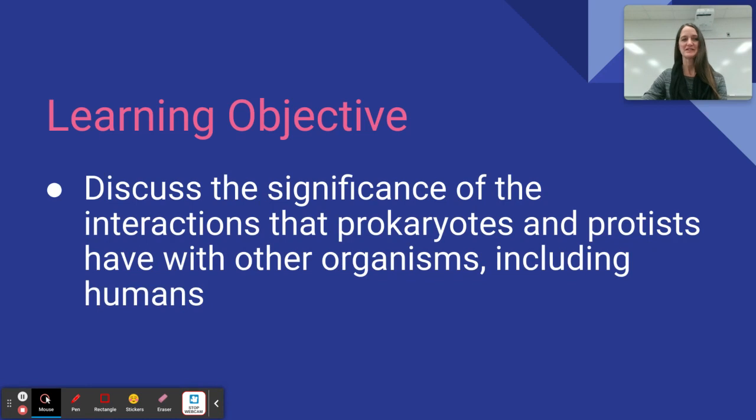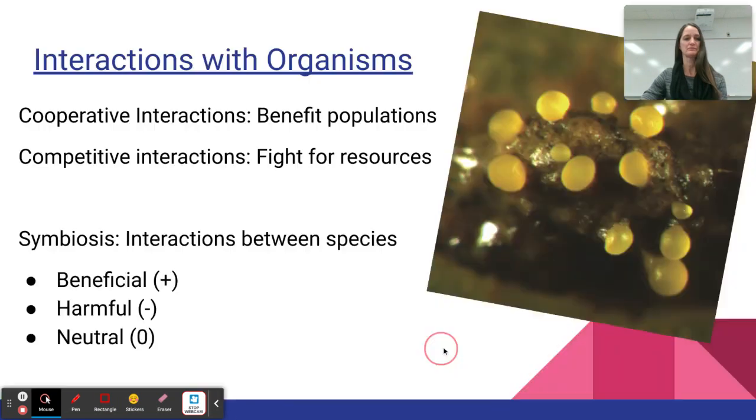Hi, today we are going to discuss our learning objective. It says discuss the significance of the interactions that prokaryotes and protists have with other organisms, including humans. So, with our interactions with organisms, they can be cooperative interactions where they benefit populations, or they can be competitive interactions that will fight for different resources.